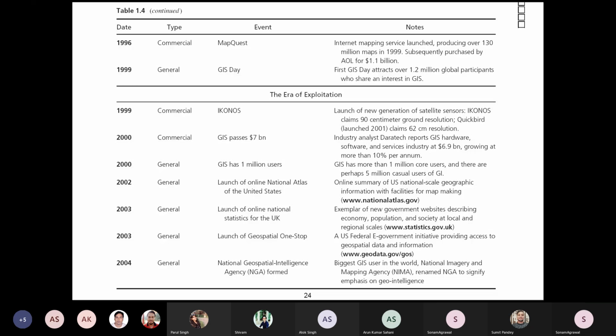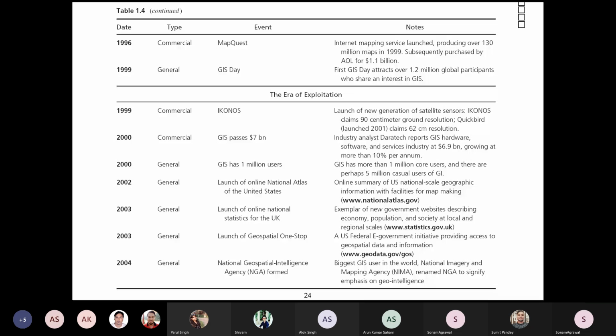If we talk about remote sensing, the resolution became very fine. Very high resolution data got produced. One of the popular names in this field is Ikonos. Ikonos is the name of a satellite that gives 90 centimeter ground resolution. Another satellite is QuickBird, which was launched in the year 2001, and they claim the resolution of 62 centimeters on the ground. So very high resolution images were obtained in this era.